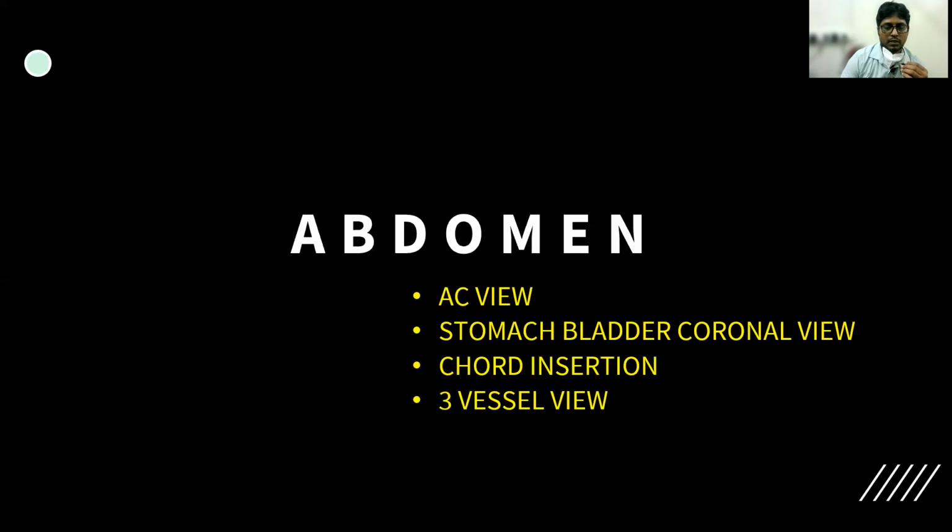Next, we'll go to the abdomen. In the abdomen, there are 4 things that we are worried about. The AC view, which is nothing but the level at which we will calculate the abdominal circumference, the stomach bladder coronal view, the cord insertion, and the 3-vessel view. So these are the things that we have to take.